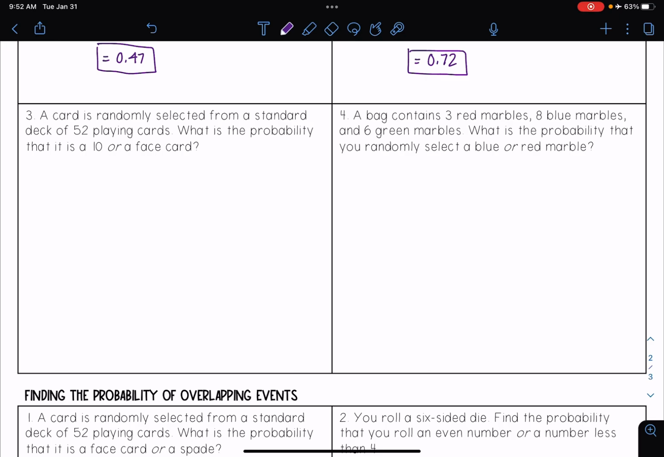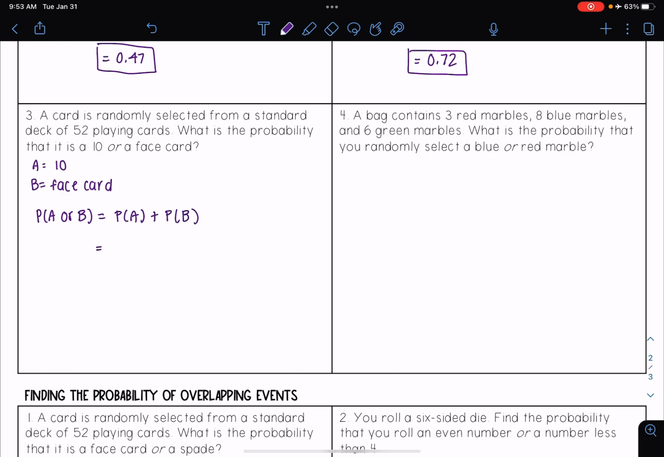Well, I know with a deck of cards, a 10 is never going to be a face card because a face card is the king, queen, or jack. So that means that these are disjoint events. So that means that the probability of a 10 or a face card, which I'm just going to label these events as A and B. So I'm going to say A is equal to 10, B is equal to a face card. So probability of A or B is going to equal the probability of A plus the probability of B.